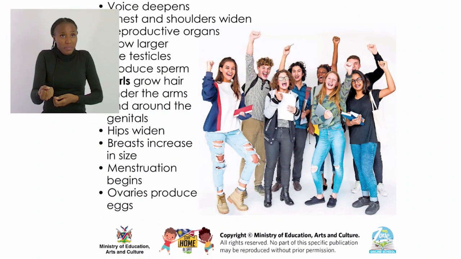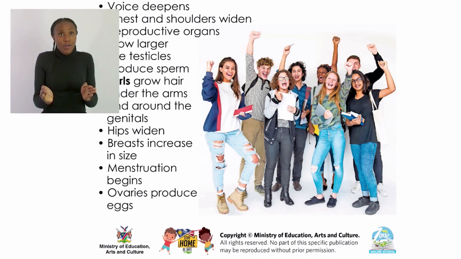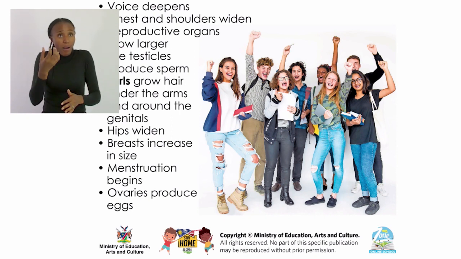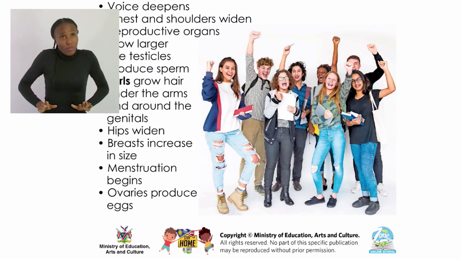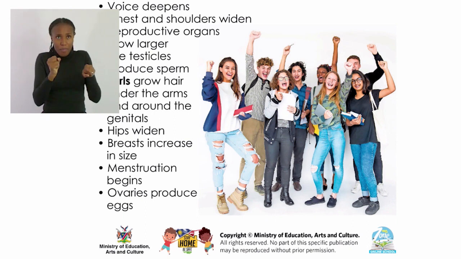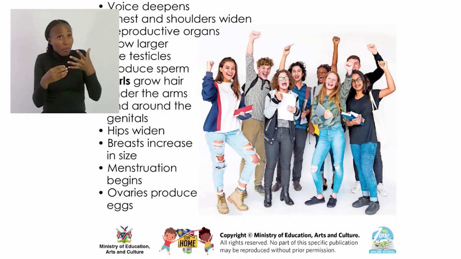The girls grow hair under the arms and around the genitals. It means under their armpit, they grow hair and also around their reproductive parts. Their hips, the side of the hips become wider, it moves out of the body. They start with the menstrual periods, or the menstruation begins. They are going to have their monthly period every month. And also their ovaries, which you can't see, you will learn more about that at the later stage. The ovaries start to produce eggs. Those are the characteristics of adolescents or teenagers.